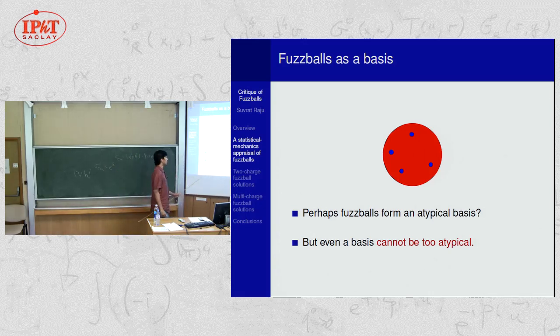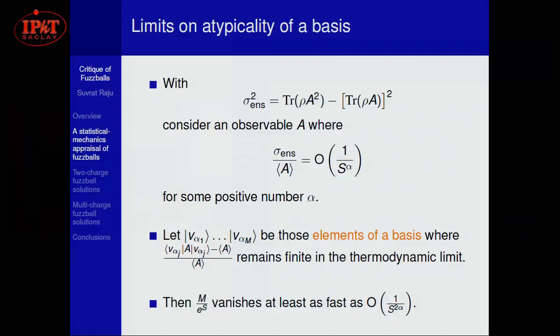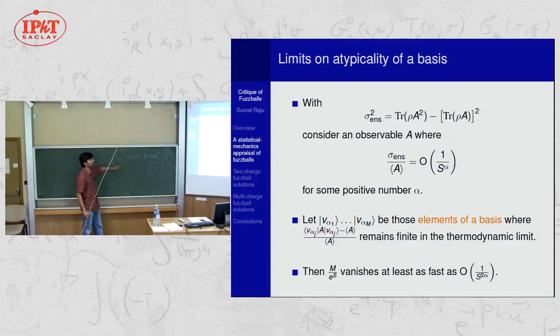But now I'm going to point out that even a basis cannot be too atypical. You can't have even a basis being too atypical. Why is that? So here's another result. Remember, this was sigma ENS that I defined previously, which was the ensemble fluctuations. So let's say I have this sigma ENS squared, which measures the fluctuations of some observable.